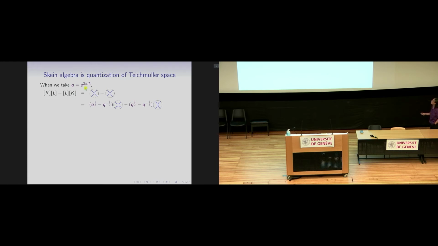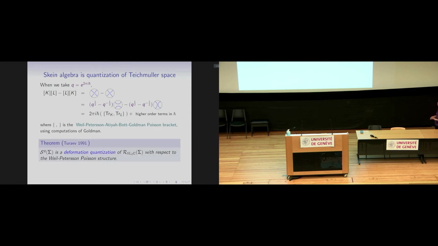So suppose you take Q to be e to the 2 pi i h bar. Then the commutator relation spits out something like this, some number times one of the resolutions minus some number times the other resolution. But if you take the Taylor expansion by plugging in e to the 2 pi i h bar, you see that this thing in the front turns out to match exactly a Poisson bracket due to Weil, Petersson, Atiyah, Bott, Goldman. And so because of this Poisson structure, you can use algebraic geometry to think of this S_Q of sigma as a deformation quantization of the SL2C character variety.